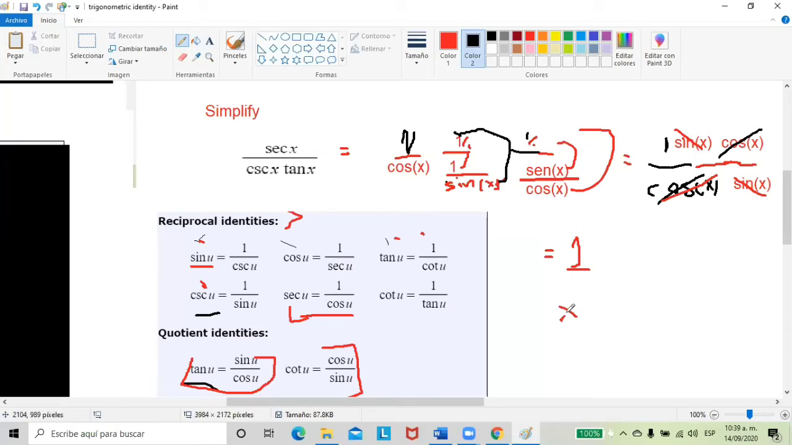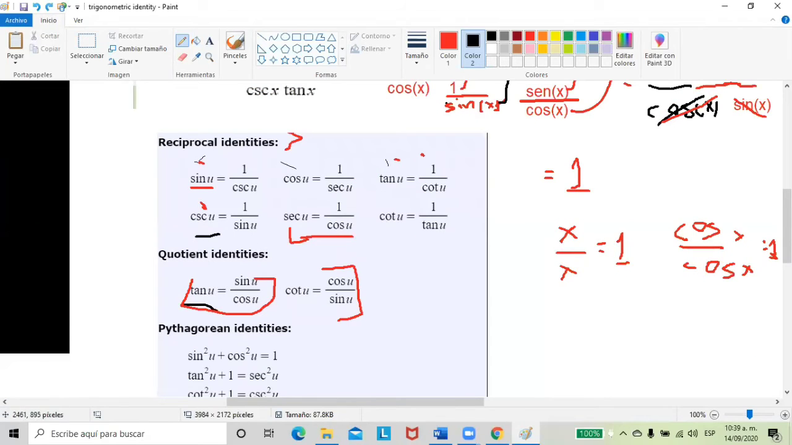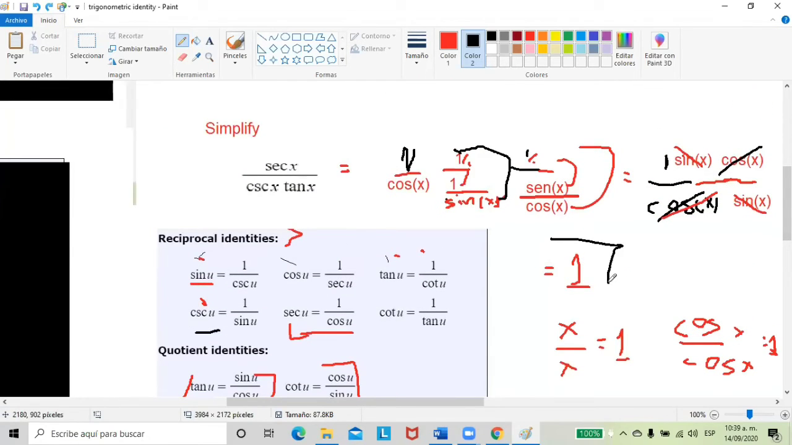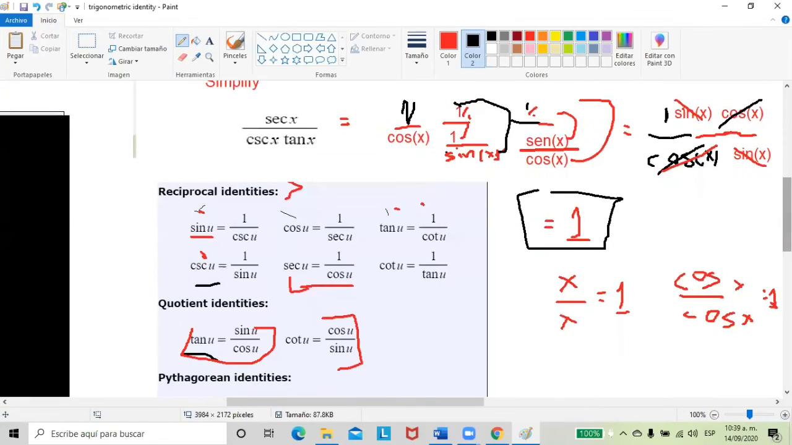So what is x over x equal to? Francisco? 1. Yes, this is equal to 1. So if you have cosine over cosine, this is equal to 1 too. That makes sense. So the answer here is 1. But to be honest, I didn't prepare the class, and this one surprised me.